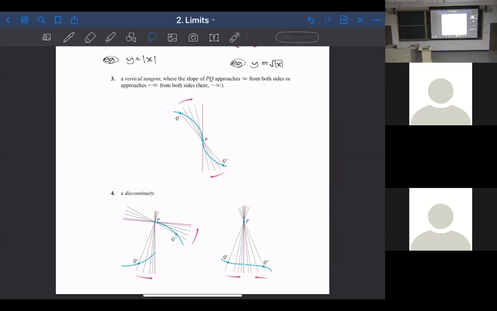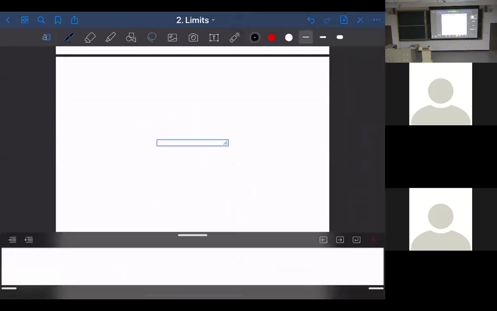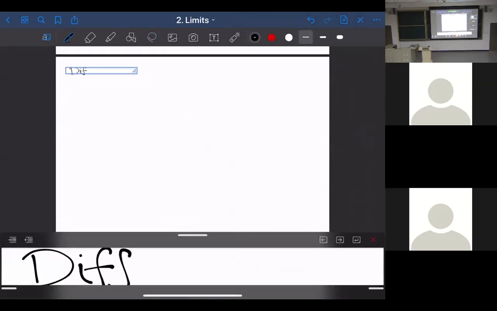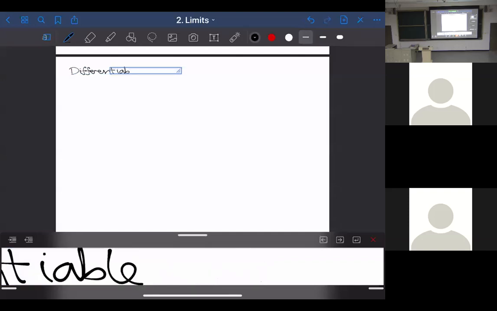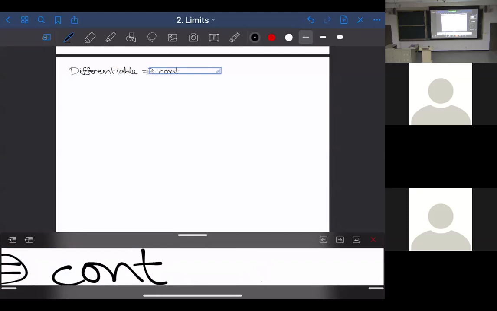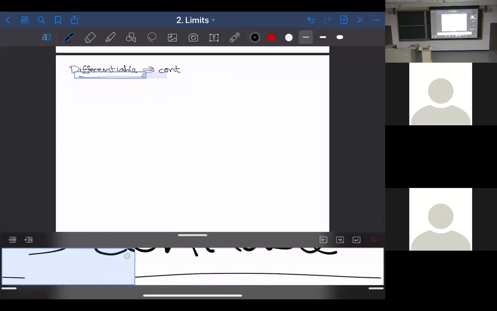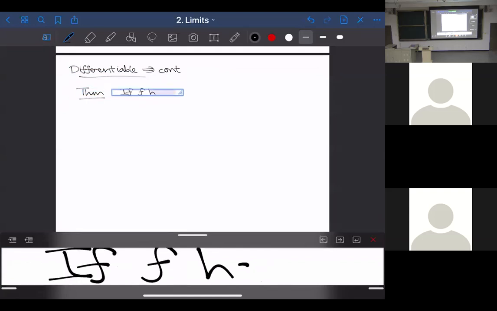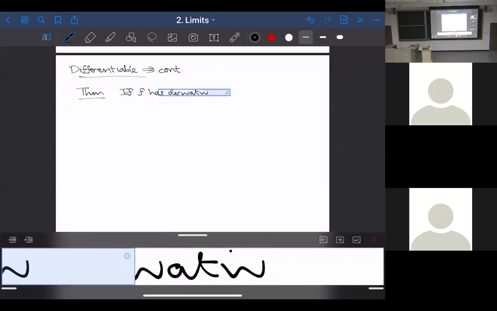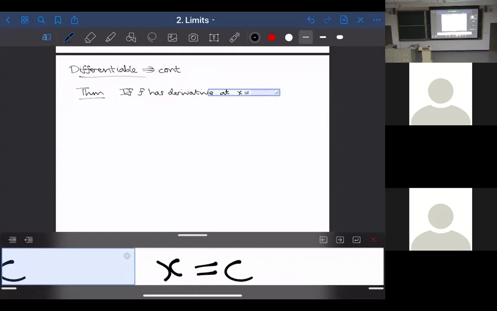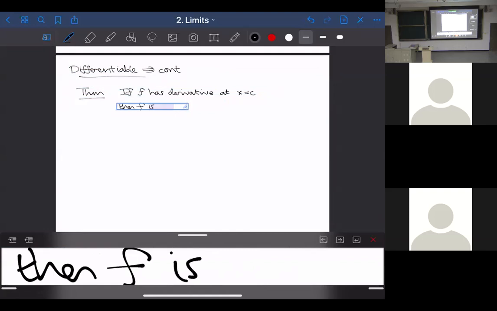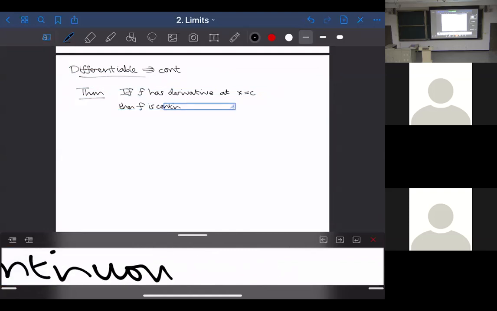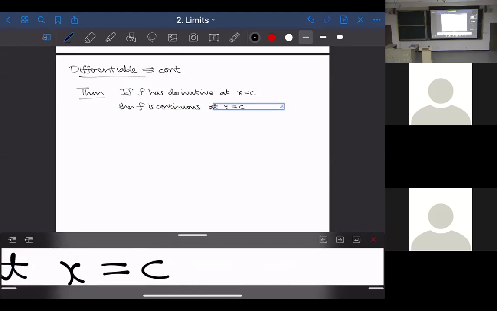Okay, let's continue. A few theorems. I'll try to finish quickly, and then we'll go on to calculating limits. So the first theorem: differentiable implies continuous. So theorem: if f has a derivative at x equals c, then f is continuous at x equals c.